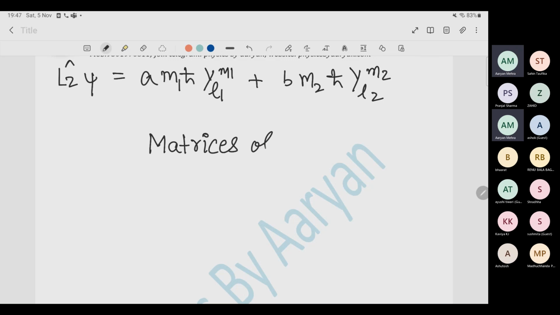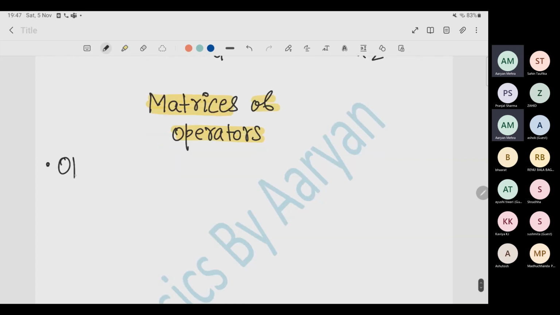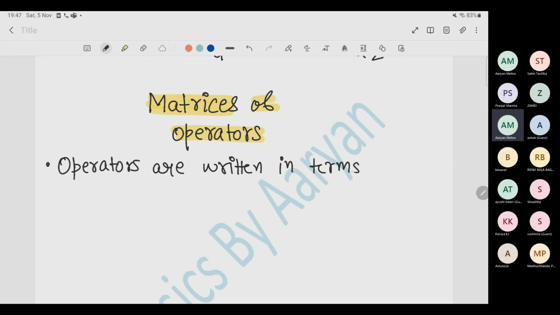Matrices of operators. In basic quantum mechanics, you must have heard that operators can be written in square matrices. So let's write that operators are written in terms of square, not any matrix, but square matrices.